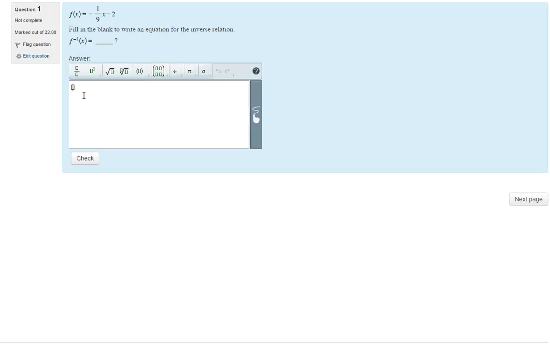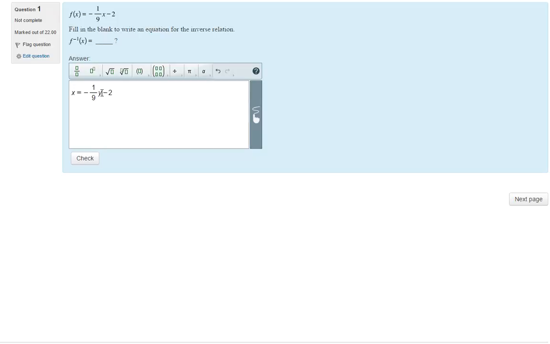The first step is we want to replace f of x with y. So we write this as y equals negative 1/9 x minus 2. The negative could also go in the numerator, that would be fine. Okay, next step. Step 2 is to switch x and y. So that becomes a y and that becomes an x.